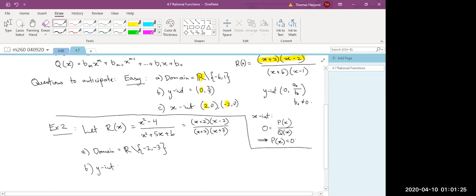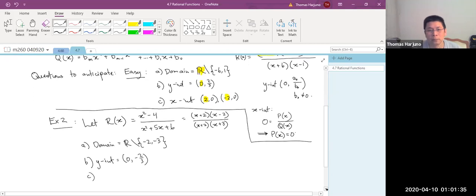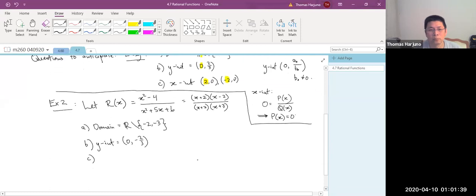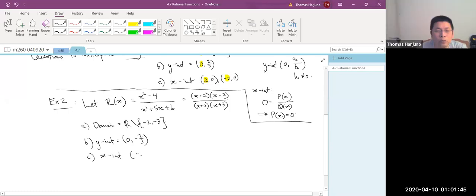-2/3. That's 0, -2 over 3. How about the x-intercept? Two. The x-intercepts are supposed to be 2, 0 and -2, 0, right? When we look at the numerator.